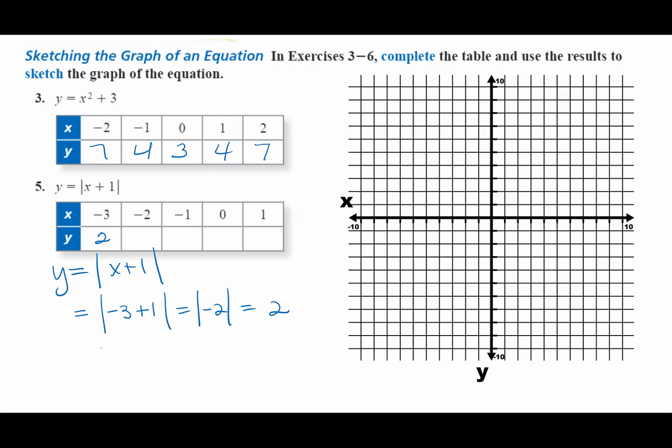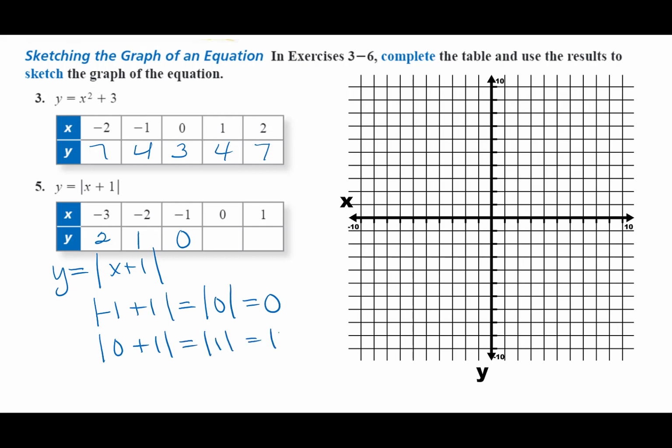Okay, next, if x is -2, this would be the absolute value of -2 plus 1, which is -1, and the absolute value of -1 is 1. Next, if x is -1, this will be -1 plus 1, which is the absolute value of 0, which is 0. If x is 0, this would be 0 plus 1. The absolute value of +1 is 1. And one more, the absolute value of 1 plus 1 is the absolute value of 2, which is also 2.